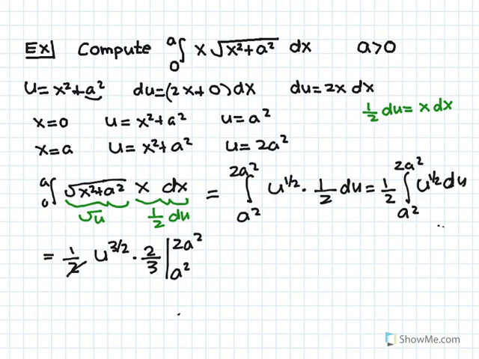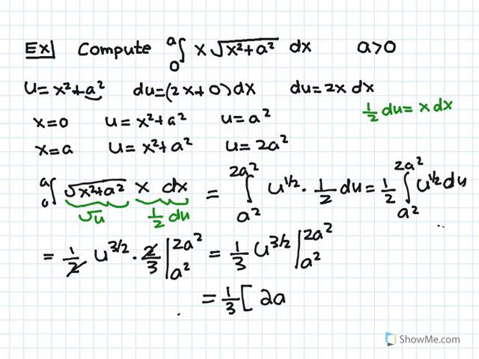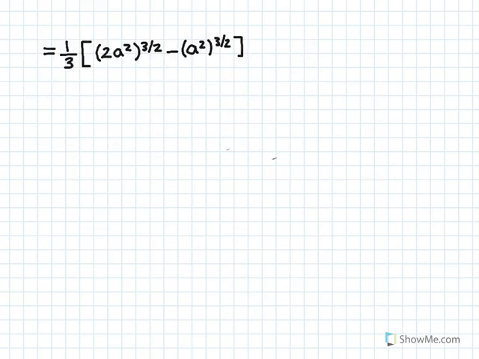Let's simplify a little bit. This 2 cancels with this 2. We get 1/3 u to the 3/2, evaluated from a squared to 2a squared. We're going to apply the fundamental theorem of calculus. We're going to get 1/3 times 2a squared to the power of 3/2 minus a squared to the power of 3/2. All right, we're going to need to do some simplification here. So we get 1/3 times 2 to the 3/2 times a squared to the 3/2 minus a squared to the power of 3/2.